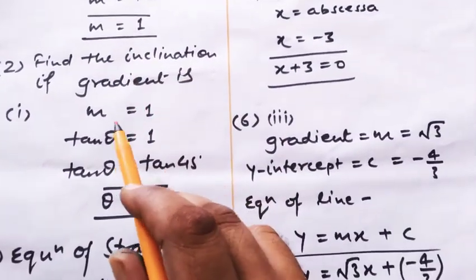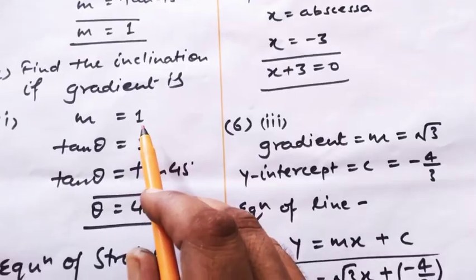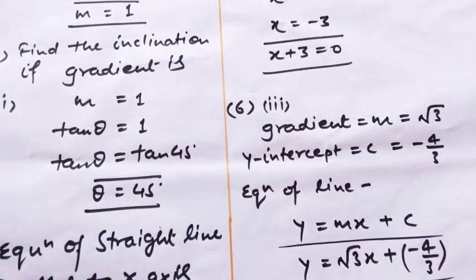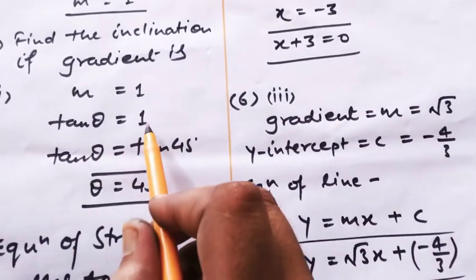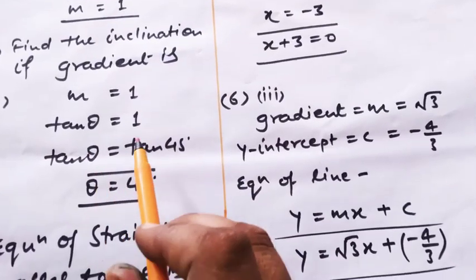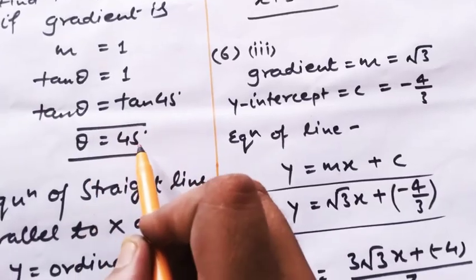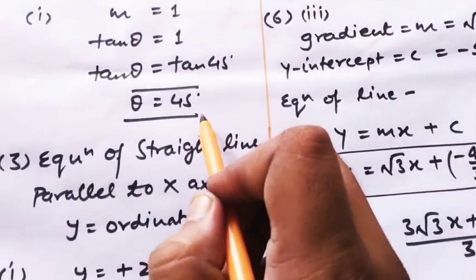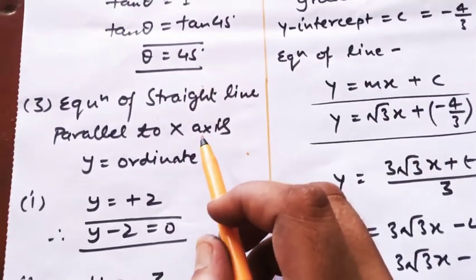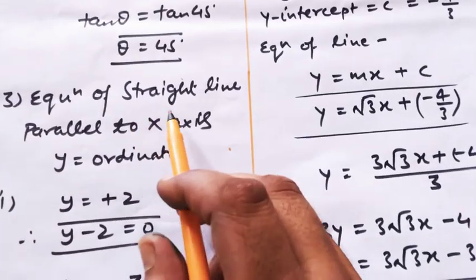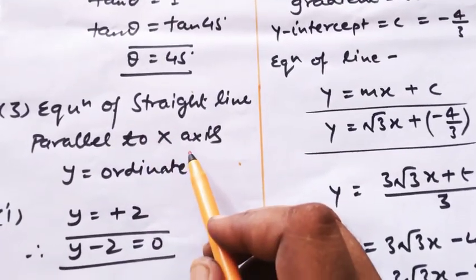In the second, the gradient is given, and we have to find the inclination, that is theta. m is equal to 1. We know that m is equal to tan theta, so tan theta is equal to 1. Also we know that tan 45 is equal to 1. Therefore, tan theta is equal to tan 45, which means theta is equal to 45. Therefore, the inclination is 45.